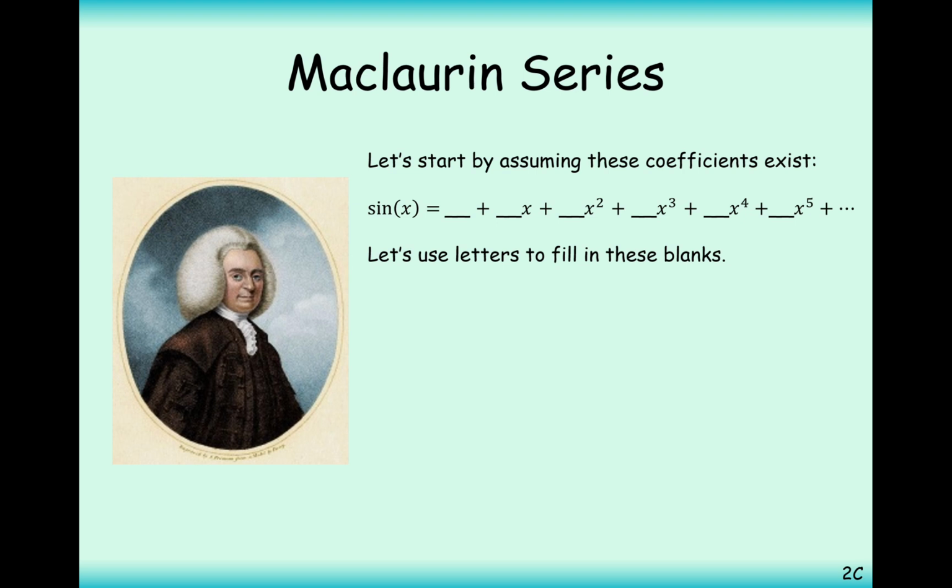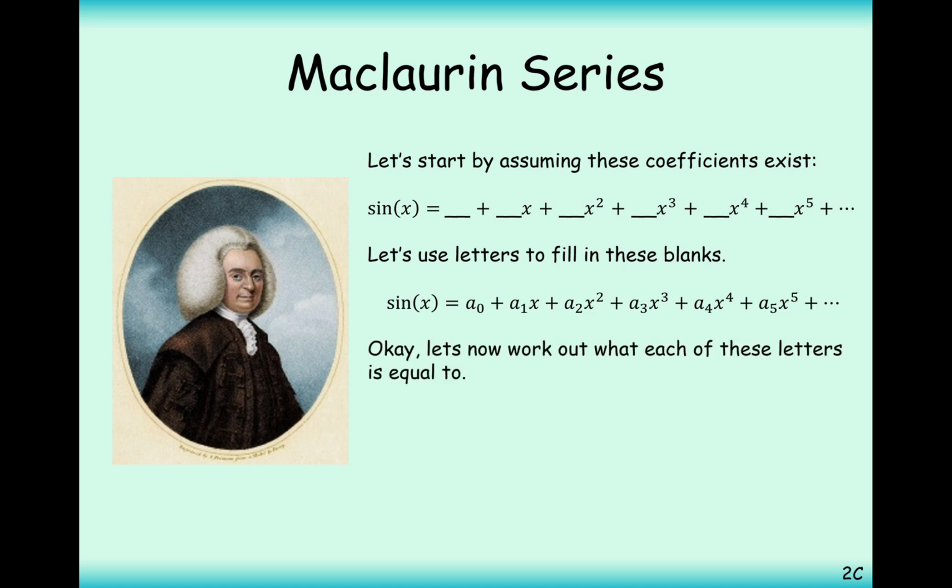Now, generally what we want to do in mathematics is when we don't know the value of something, we put a letter in there. We use algebra to represent those things that we don't know. So the way that we do this typically is we use a0 to represent the coefficient with x to the power of 0, a1 to represent the coefficient of x to the 1, a2 to represent the coefficient of x squared, a3 to represent the coefficient of x cubed, a4 to represent the coefficient of x to the 4, etc, etc.